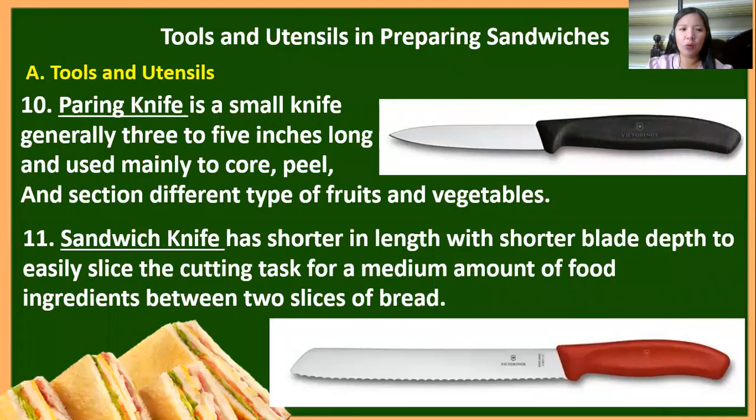Okay, for number 10, we also have a paring knife. It's a small knife, generally 3 to 5 inches long, and used mainly to core, peel, and section different types of fruits and vegetables. For number 11, we have a sandwich knife. It is shorter in length with shorter blade depth to easily slice a medium amount of food ingredients between 2 slices of bread.